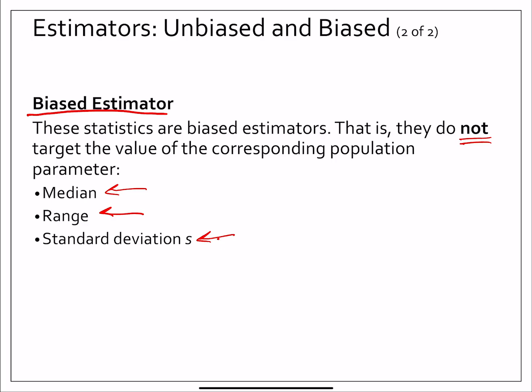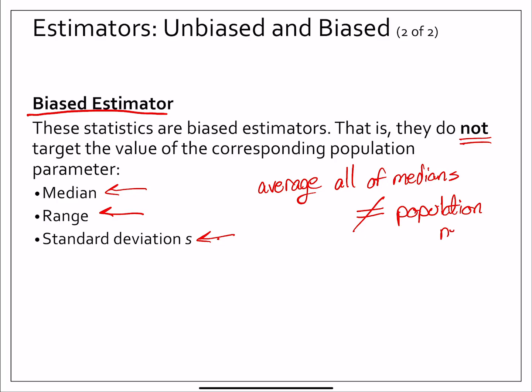And basically what that means is if I average all of the medians, so we took a whole bunch of samples and I average all of the medians of my samples, I will not end up getting the population median, right? There are other ways that we can do some estimates to get the population medians and stuff like that. But if I just average all of the medians, I'm not going to end up with the population median, right?